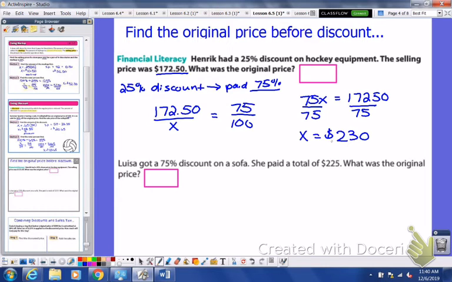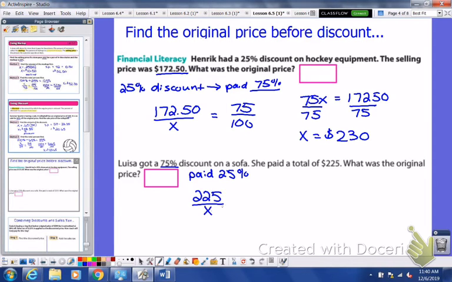Okay, looking at the next one. Louisa got a 75% discount on a sofa. She paid a total of $225. What was the original price? Same idea here. If she had a 75% discount, that means she paid 25%. So $225 is 25% of what? Again, setting up that proportion.